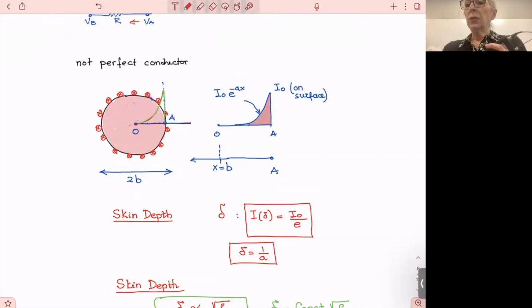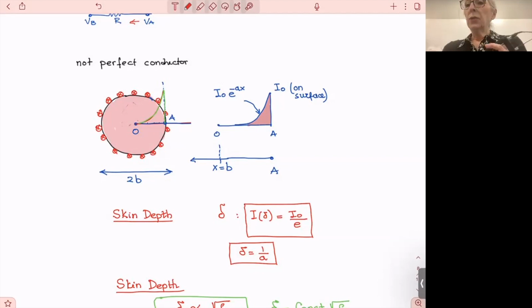All right, so the smaller the skin depth, which is a measure of the depth here, the higher the alpha, which means the faster the current goes to zero inside the conductor. So how do we define the skin depth?